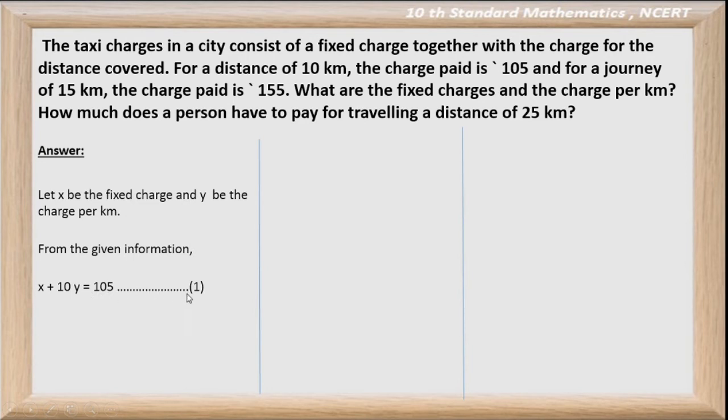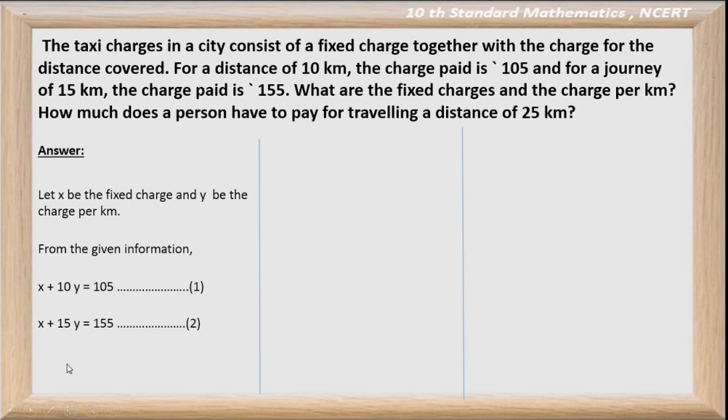Make it as equation 1. The second one, journey for 15 km, the charge paid is 155. So the fixed charge is x plus charge per kilometer. Charge for 15 kilometers is 15y. So x plus 15y equal 155. Make it as equation number 2.